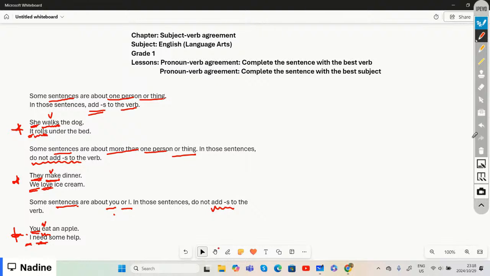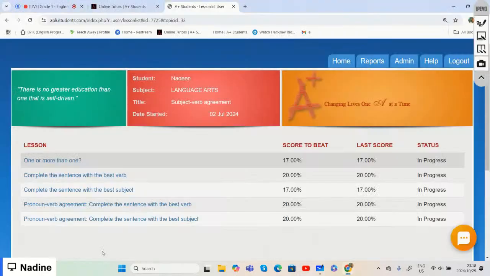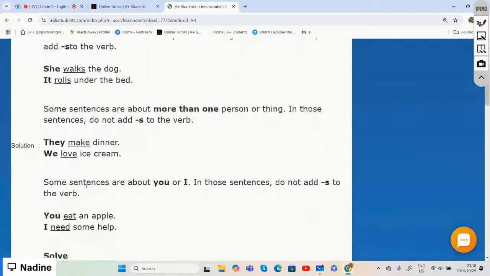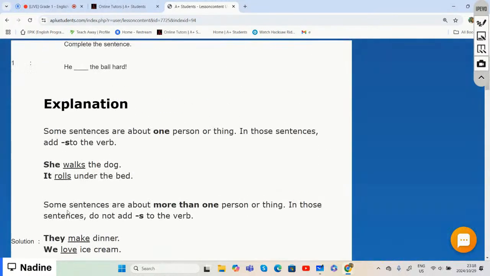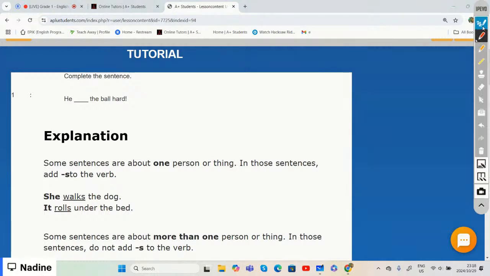All right, so now we're going to aplusstudents.ca. We're going to go over pronoun verb agreement, completing the sentence with the base verb, then completing the sentence with the base subject, and then we're going to our test. So we're going to complete the sentence by choosing the correct verb. I'm going to write the verb in brackets, and then you are going to choose the correct one.